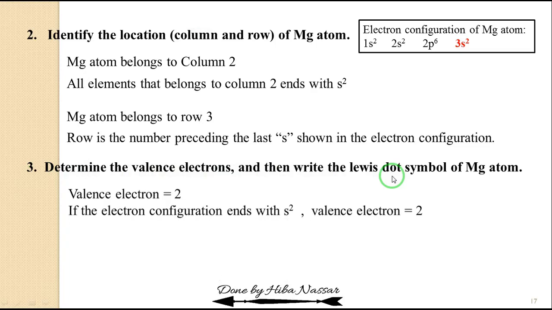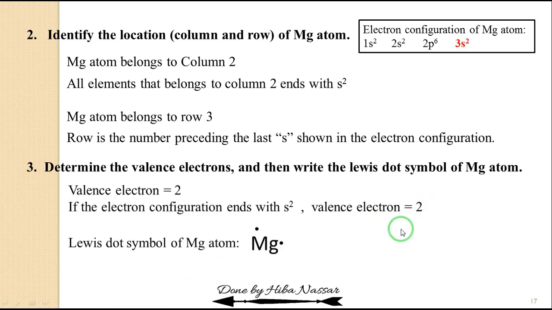Now moving to question number 3, determine the valence electrons and then write the Lewis dot symbol for magnesium atom. Here, the valence electron is equal to just 2 electrons. If the electron configuration ends with s2, we can deduce directly that the valence electron is equal to 2. Now the Lewis dot symbol for magnesium is the chemical symbol, which is Mg, surrounded by 2 dots which represent the valence electrons.